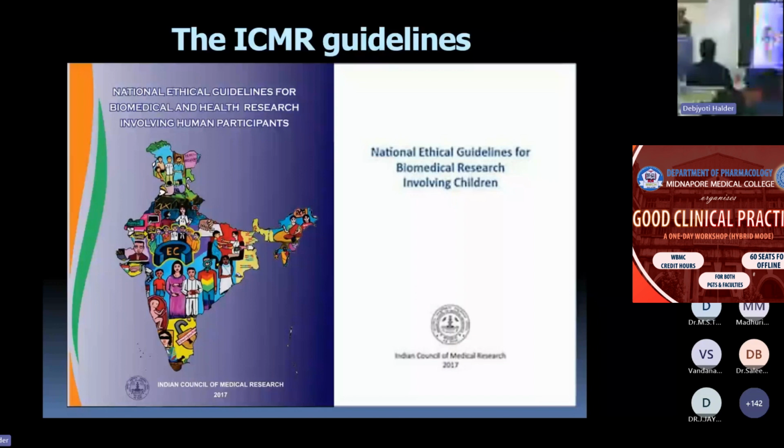So anyone doing clinical research in India, not trials alone, any kind of clinical research: the New Drugs and Clinical Trial Rules are covering only clinical trials, but all other kinds of clinical research and clinical trials are covered by ICMR guidelines. So they're a relatively voluminous book, and ICMR realized that not many people are going to read these voluminous books.